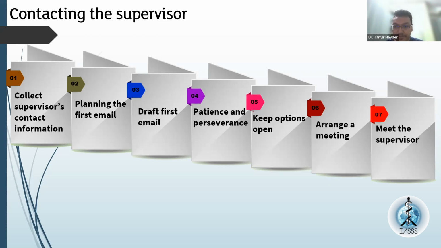Meeting the supervisor. A meeting is a great way to assess your potential supervisor and whether they are the right choice for you. Remember the five points I talked about earlier, the characteristics of an ideal supervisor. A meeting is the best possible way to assess that, because through email, you can maybe superficially understand one of those qualities, but you can actually scope out your supervisor through the meeting.